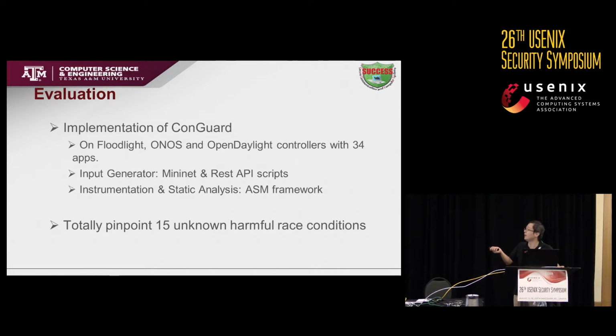We test all three major mainstream SDN controllers with 33 apps. To generate the SDN operation input, we use Mininet and a REST API script. To instrument these controllers and provide static analysis, we utilize the ASM bytecode rewriting framework. And we have found 15 previously unknown harmful race conditions, and we verified them, contacted the developers, and helped them to patch most of them.